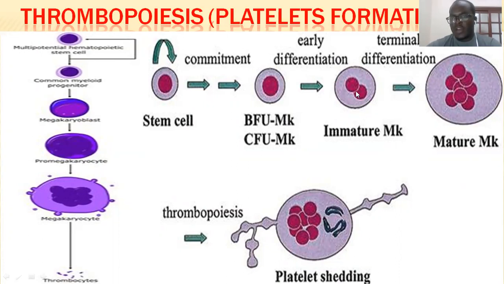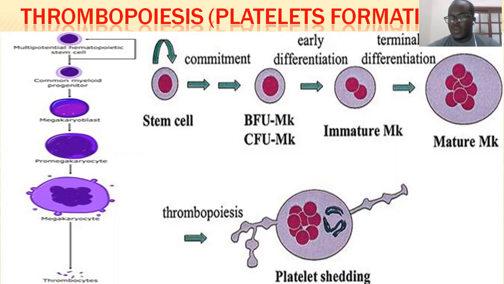This immature megakaryocyte will now have the terminal differentiation to become the mature megakaryocyte. The mature megakaryocyte is the one that will start shedding off platelets. So you can see the process of thrombopoiesis here, whereby the megakaryocyte, which is a bigger cell, will start shedding off platelets.